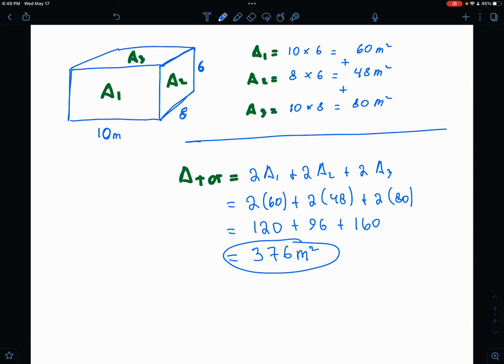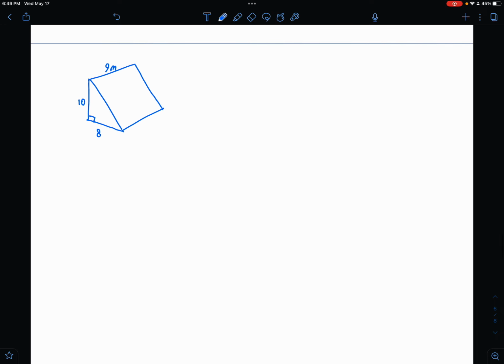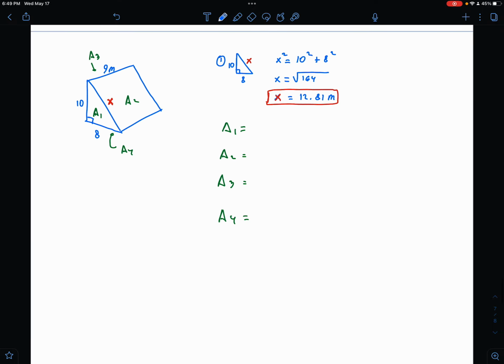What if, instead of having a nice little box, you have something with a triangle on it? And we're asking for the surface area. Okay, they gave us 3 dimensions, but I'm actually missing this dimension. So how will I show it? Well, I need to give it some sort of a letter, a number, and I call it X.